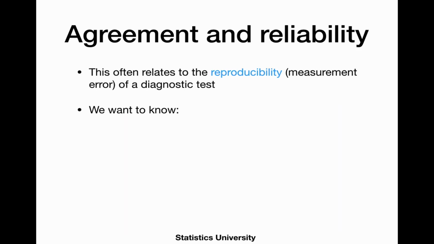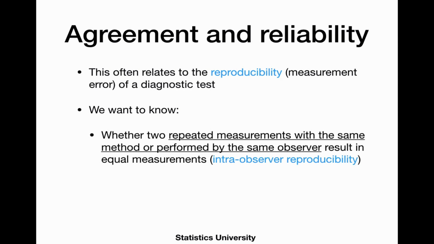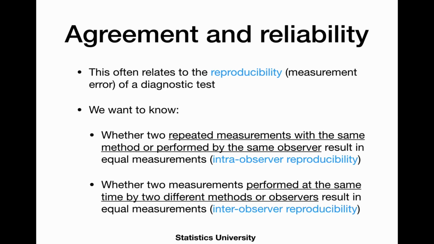Usually we want to know whether two repeated measurements at two different time points with the same method or performed by the same observer result in equal measurements. That is called intra-observer or within-observer reproducibility. In other situations, we also want to know whether two measurements performed at the same time by two different methods or observers result in equal measurements. That is called inter-observer or between-observer reproducibility.